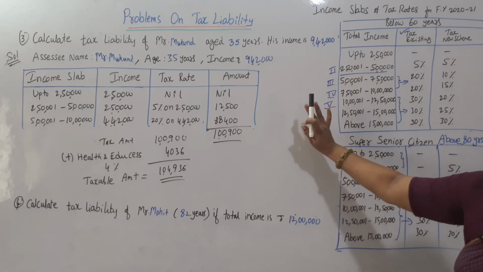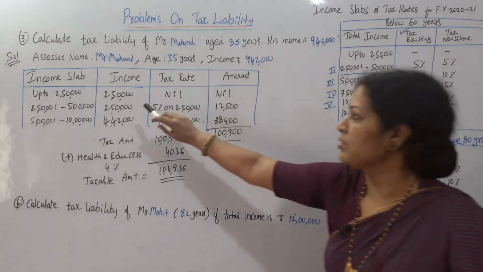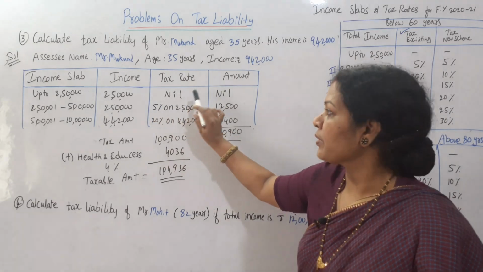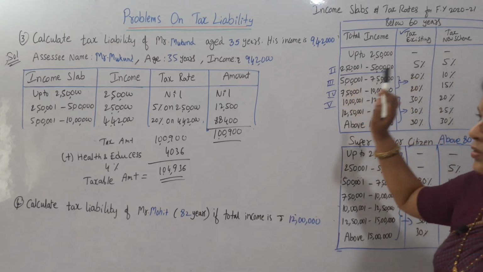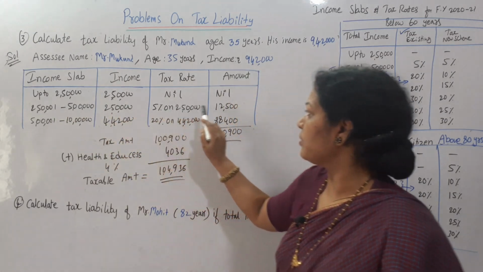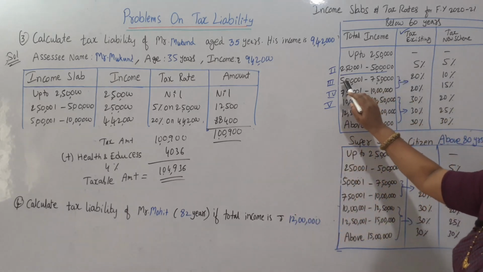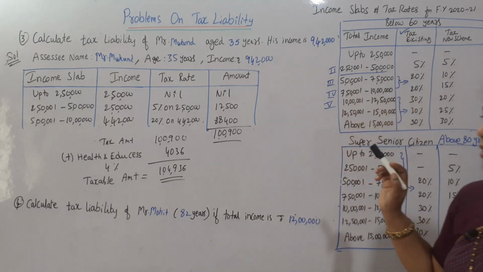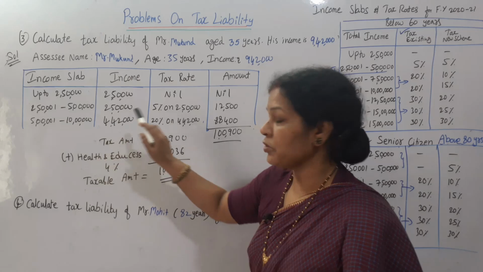As per this, the first 2,50,000 has no tax, nil. Next, 2,50,000 to 5,00,000, 5%. 2,50,000 and 1 rupee to 5,00,000 is 5%. 5% is 12,500. Then after that, 5,00,000 to 10,00,000, 20% only. So 5,00,000 and 1 rupee to 10,00,000 is 20%.